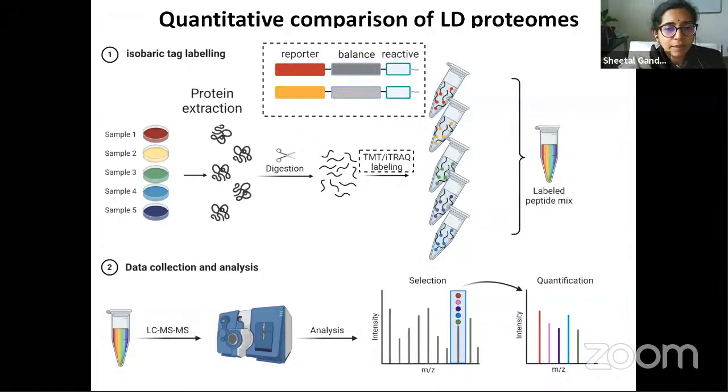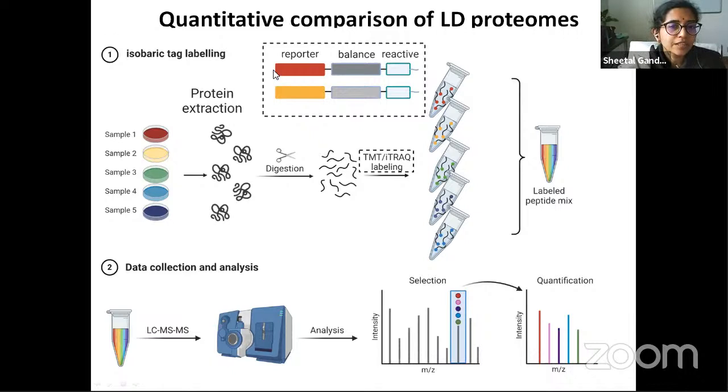So if you have peptide A from all of these samples and they're tagged to this peptide tag or this peptide tag, the total molecular weight of peptide A remains the same across sample 1 and sample 2. But when it is fragmented in the mass spectrometer, this reporter tag is released and this reporter tag is released. And the size of this reporter tag is different from the size of this reporter tag, which again the mass spectrometer can detect because it's the mass and the charge of a molecule that the detector will identify.